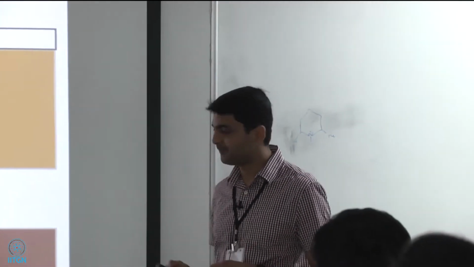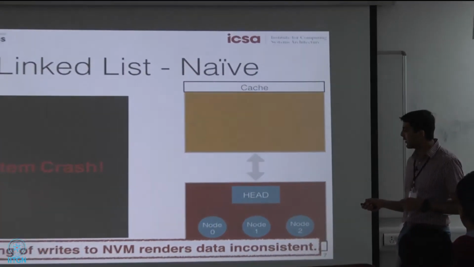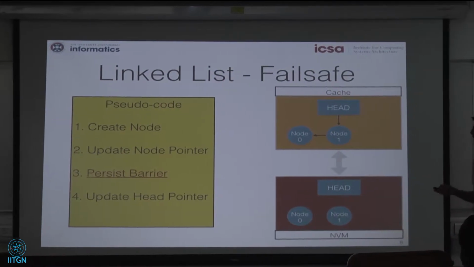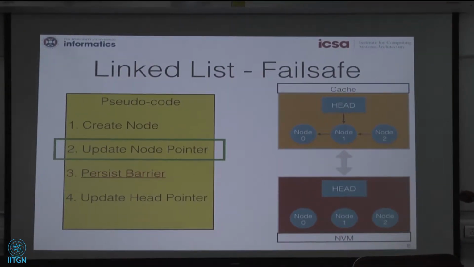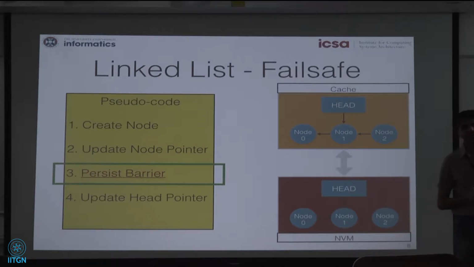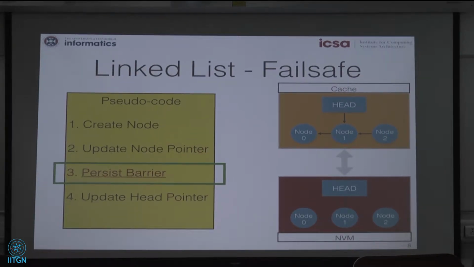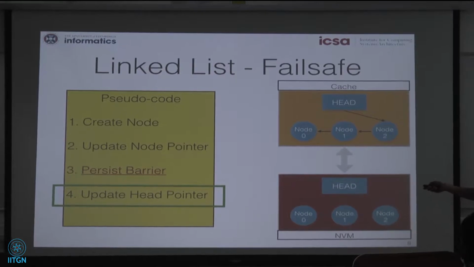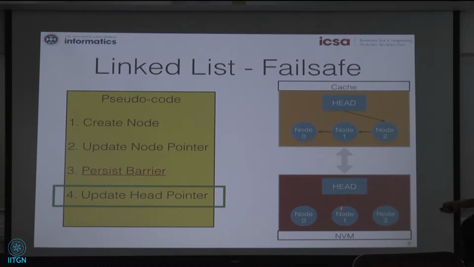So how do I solve this problem? If I want to solve this problem, here is one way. After creating the node and updating the node pointer, I would insert what is called a persist barrier. This is similar to fences that are used for ensuring visibility. What this persist barrier guarantees is that all the updates that happened before the persist barrier would reach non-volatile memory before any update that happens after the persist barrier. So here, because of the persist barrier, when I update the head pointer, the data structure in NVM will always be in a consistent state.